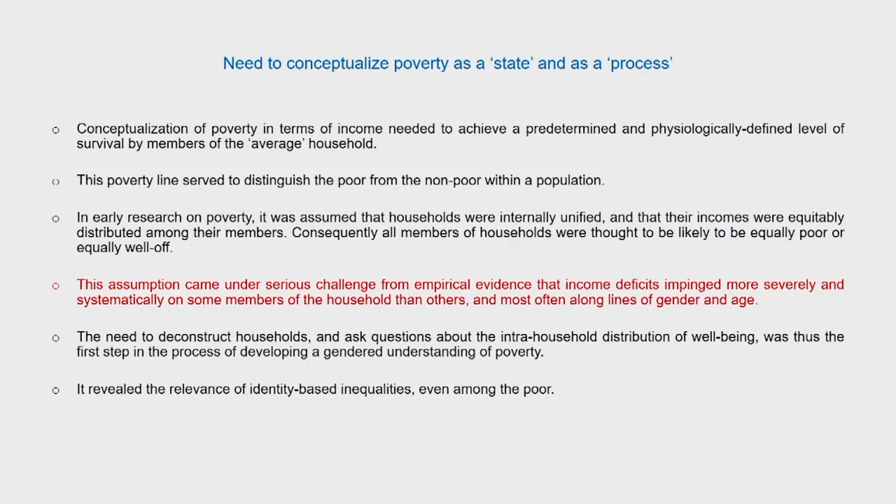So in that sense, the term poverty was no longer used in a very generic sense, because it came to be understood, in light of the empirical evidence that started becoming available in the international development literature, that the concept of poverty in itself is a highly gendered one. And therefore it revealed the relevance of identity-based inequalities even among the poor. So we cannot just talk in terms of vertical inequalities or vertical poverty, but also in terms of horizontal inequalities that exist, because people belonging to different genders, different social groups, and different race and ethnicity often face different experiences with regard to poverty.